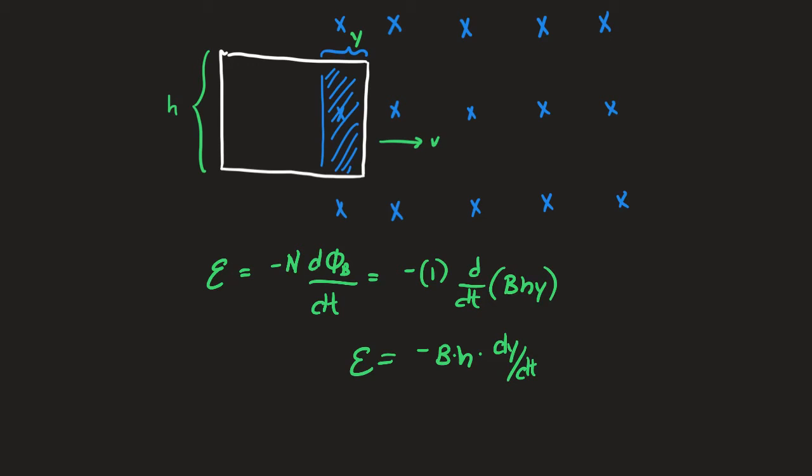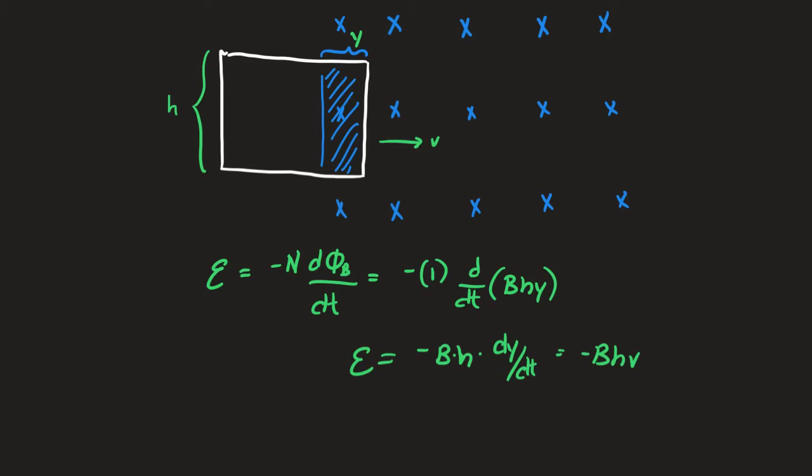Y is changing over time. It's getting bigger. Now, you should all be able to recognize that we're looking at the rate at which y increases. We probably have a variable for that. It's going to be the velocity. This is the rate a position is changing. Y represents the position of the loop with respect to the magnetic field. So that makes this BHV. We already knew that. We've done this before. Our first example was to look at motional EMF, and we came up with BLV as the answer already. So this isn't a surprise.